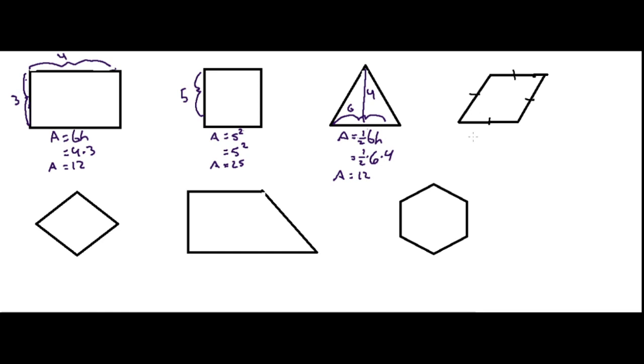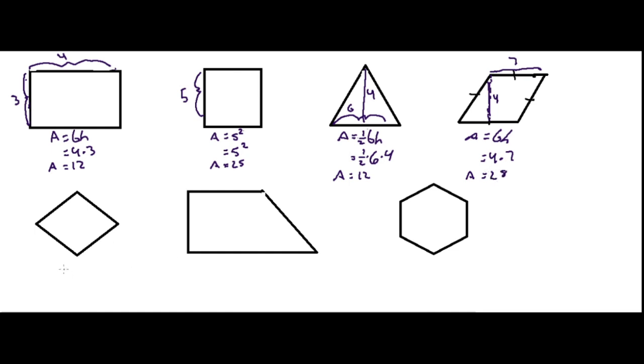Our next shape is a parallelogram, and the area for that's going to be the base times the height. So our height is going to be equal to 4, and then the base is going to be equal to 7. So 4 times 7, that means our area is 28.